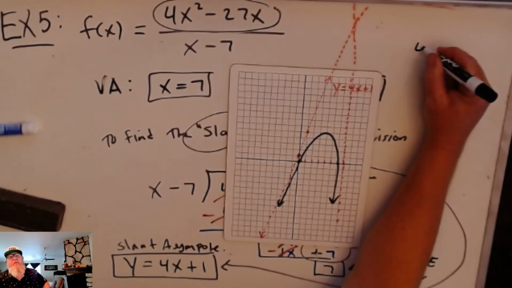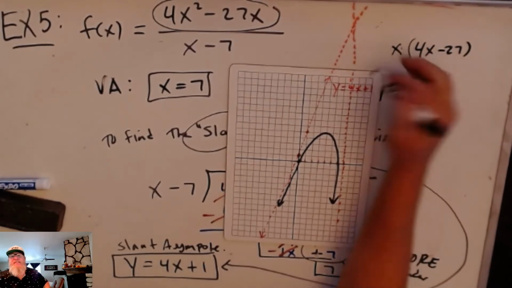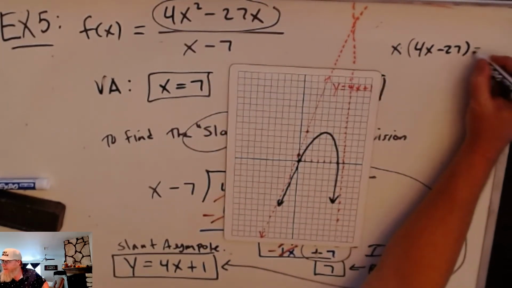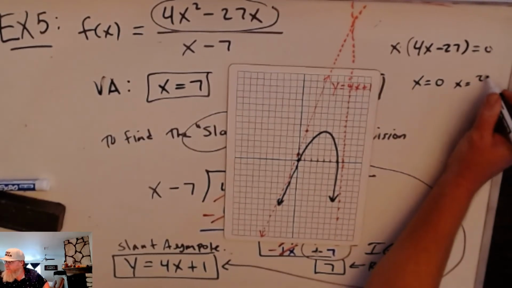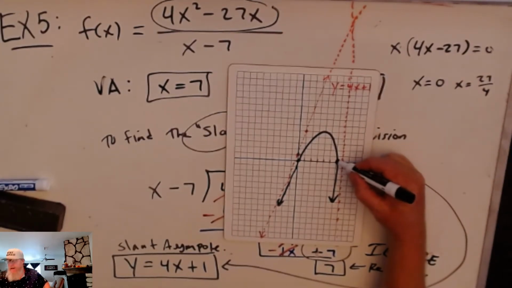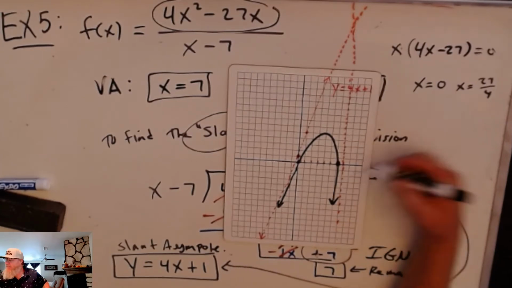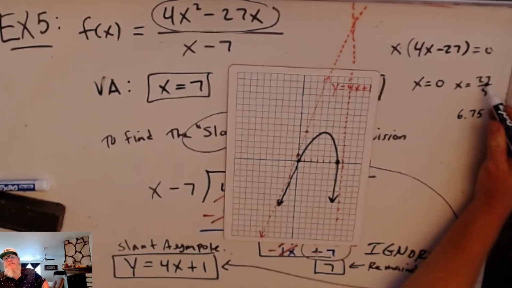So you'd have 4x minus 27 and then times x. I'm factoring out the top. Set it equal to 0. I get x equals 0 and x equals 27 fourths. So 27 fourths is right about here. It's very close to 7. Yeah, it's like 6 point something. 4 goes into 27 6 times with a remainder of 3. So it'd be 6 3/4, so 6.75.